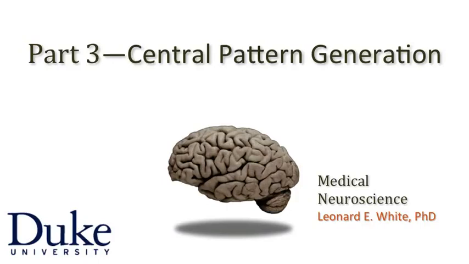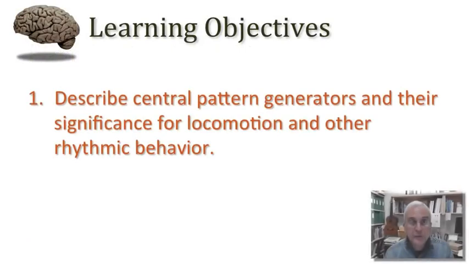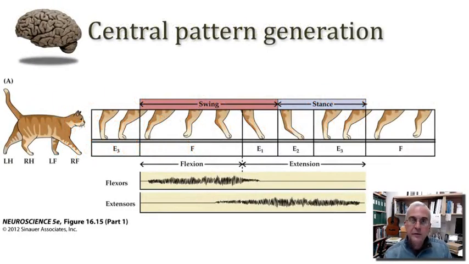In this third part of our tutorial on lower motor neuronal control of movement, I'd like to talk about central pattern generation. Our learning objective is simply to describe central pattern generators and their significance for locomotion and other forms of rhythmic behavior.